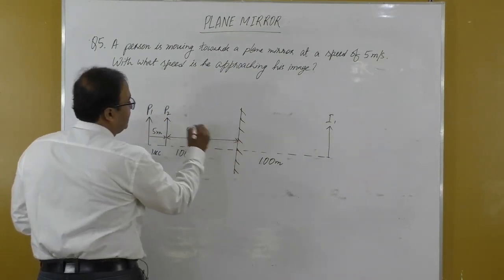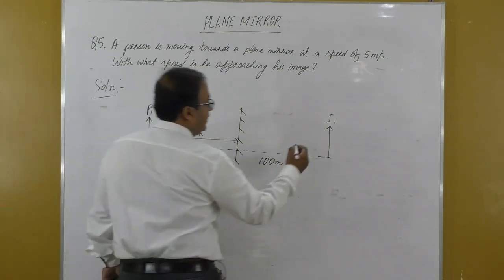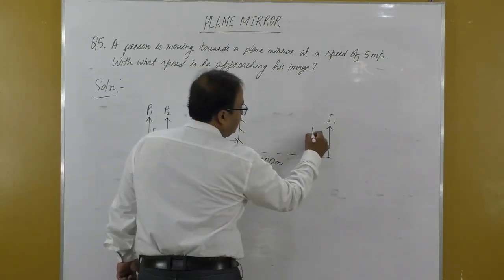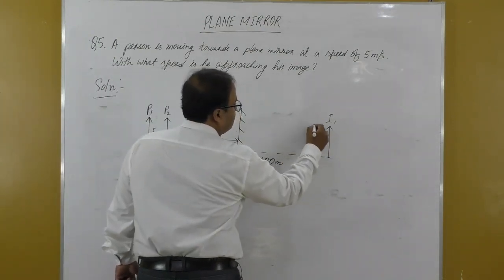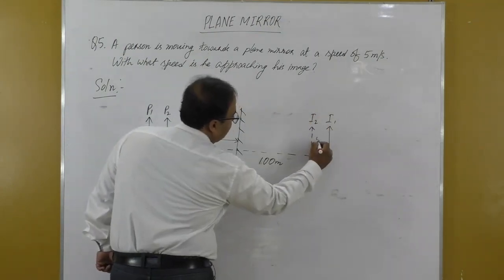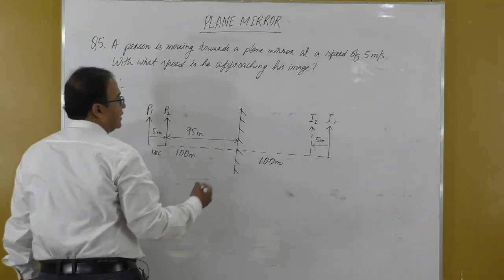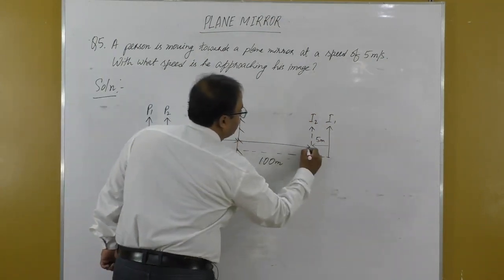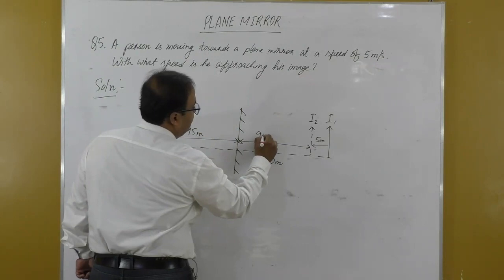If this gap is 95 meter, the position of the image will be shifted by 5 meter towards the mirror, second position of the image, and it has been shifted by 5 meter. Now this gap is also 95 meter.